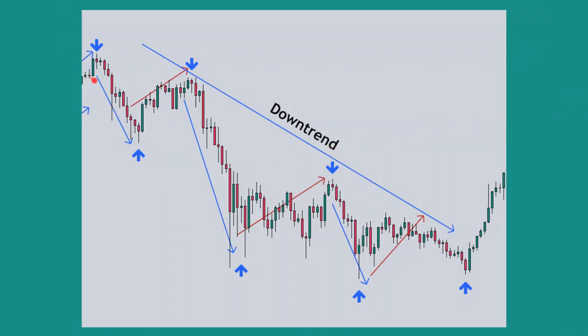Look at these charts here. You can better understand what I mean. The context is downtrend and every uptrend here is a good opportunity to exit the market.